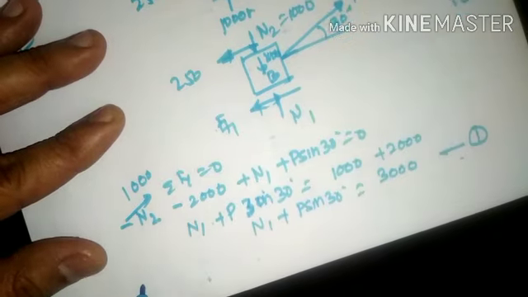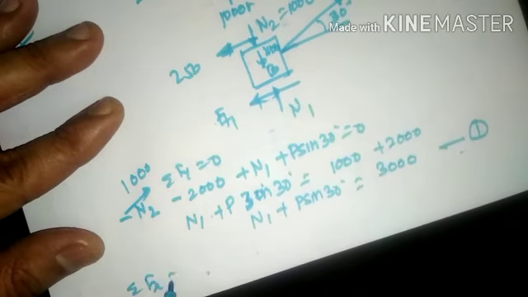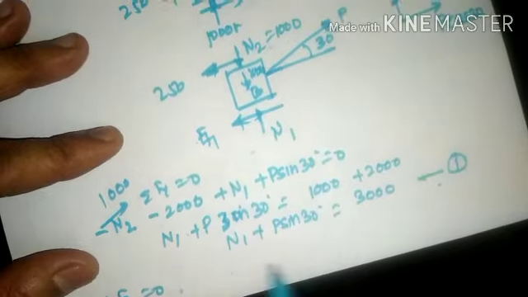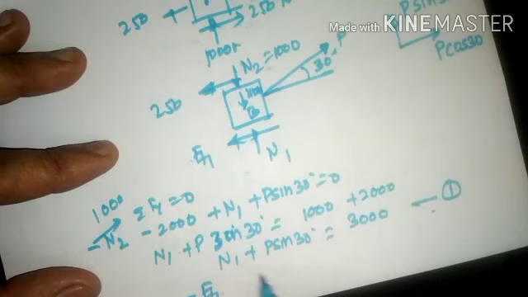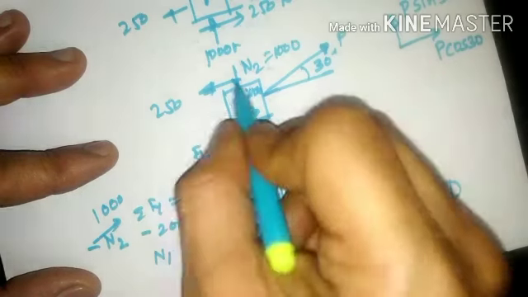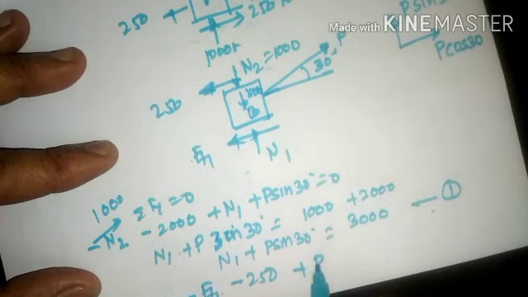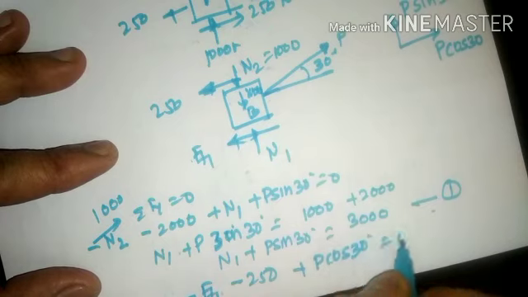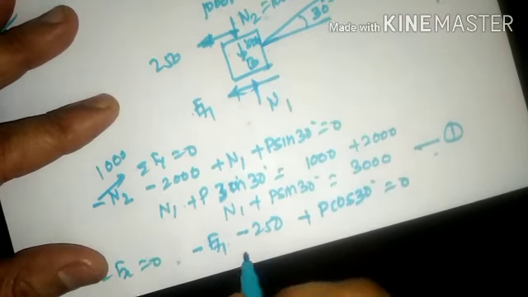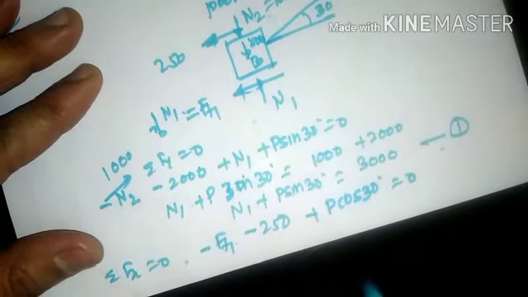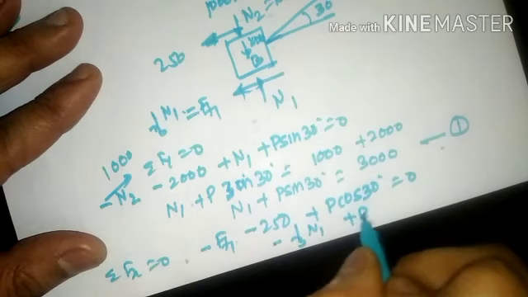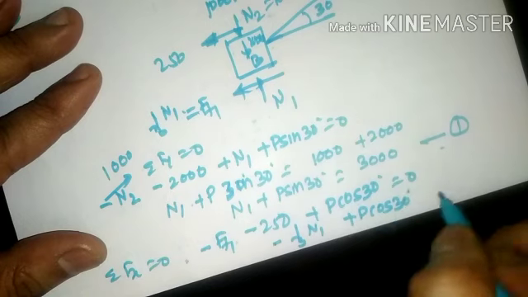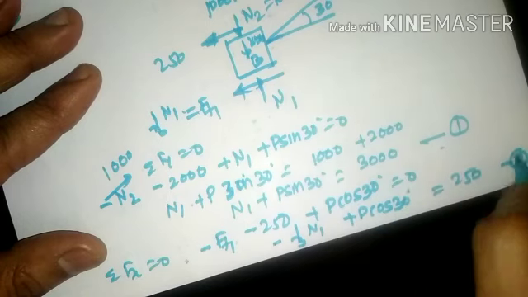Next, consider summation Fx equal to 0. Looking at this diagram: minus F1 minus 250, because it is on the left-hand side, plus P cos 30 is equal to 0. So F1 is nothing but mu times N1, which is 1 by 3 times N1. So this will be minus 1 by 3 times N1 plus P cos 30 degrees is equal to 250, which is equation number 2.